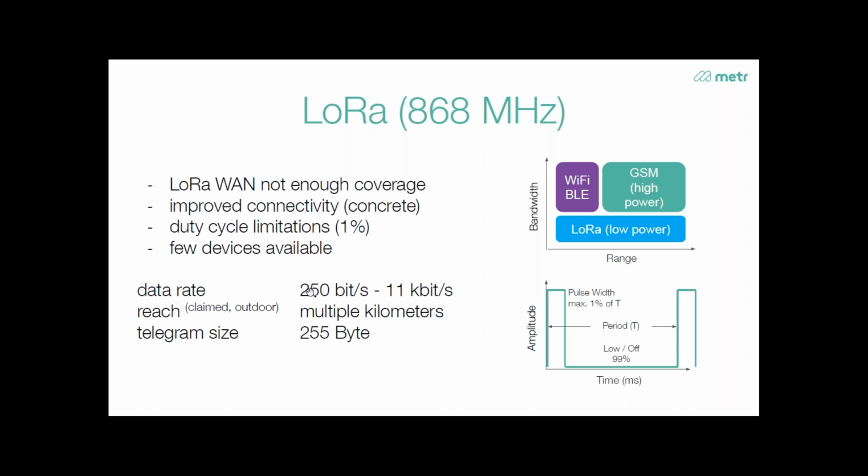Then you have a data rate there, 250 bits per second to 11 kilobits per second. That's interesting, it's good. You have a claimed reach of multiple kilometers. I must say this is a claimed reach, right? It's not what we experienced. We don't have proper data here that we can compare with wireless M-Bus, because there we have way more devices, so we have much better data. And telegram size also 255 bytes, so it's pretty similar.